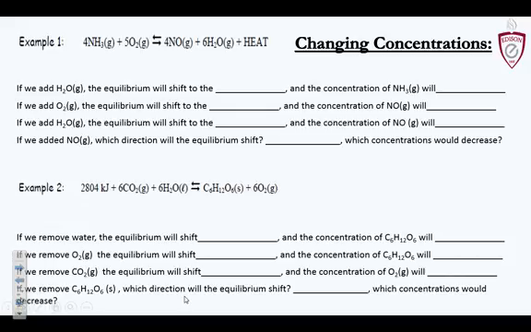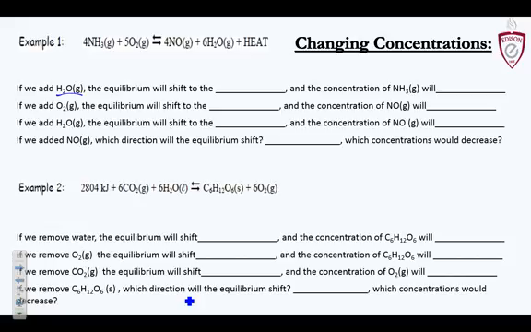All right, so for the first example, we have a reaction that does involve gases and heat. So we have 4 NH3, ammonia, and 5 oxygen gases in equilibrium with nitrogen oxide and water and heat. So if we add H2O, the first thing I want to do is find that.